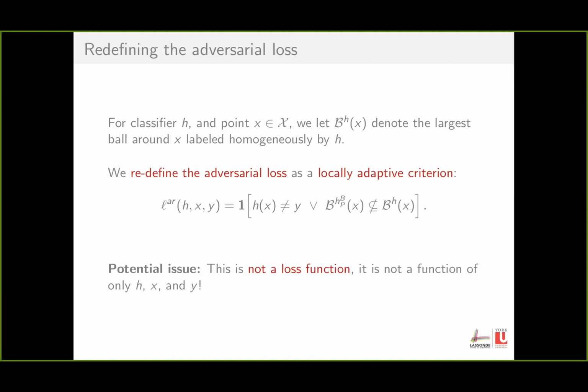A potential issue with this is, or one could ask, why hasn't this been defined this way initially? This is not a loss function in the sense of loss function that we usually use in statistical learning. Usually we would want a loss function to be a function of a classifier and an input-output pair in classification. This loss actually depends on the underlying distribution, right?